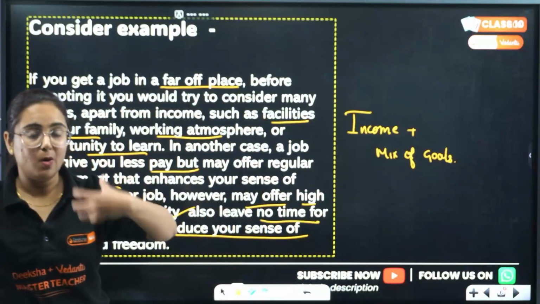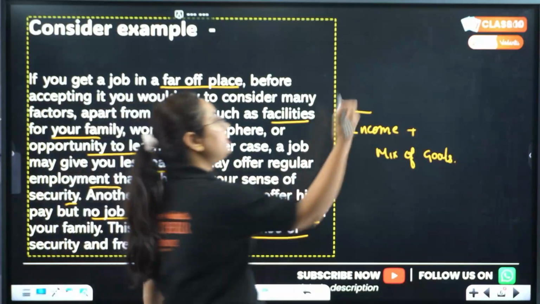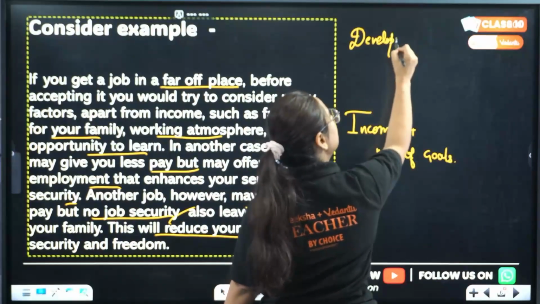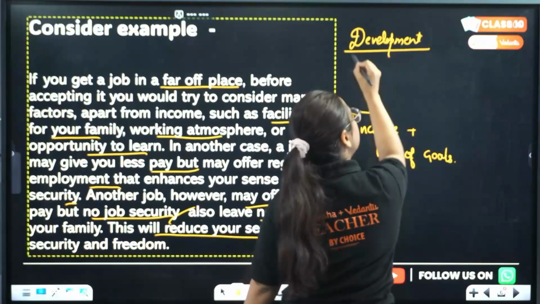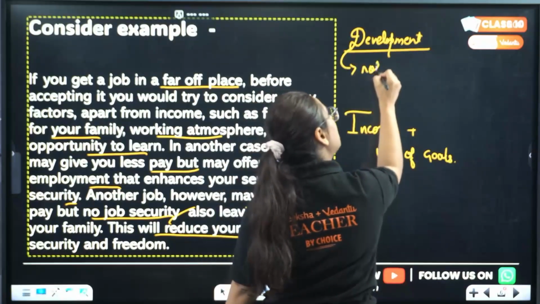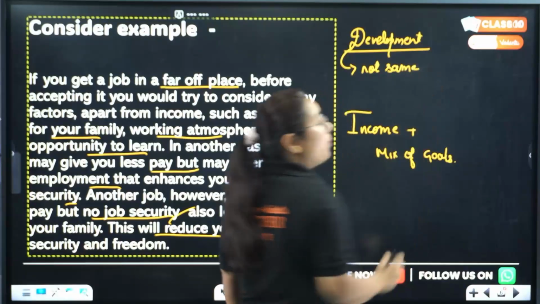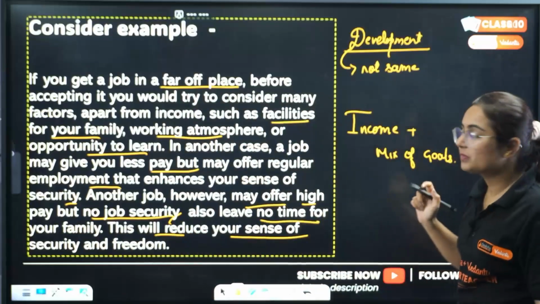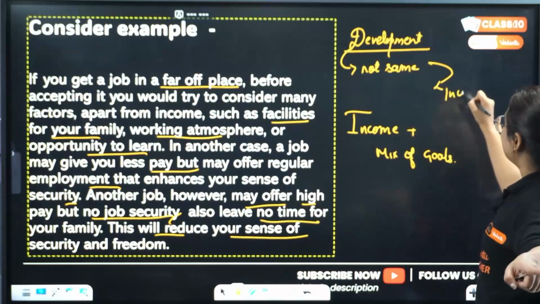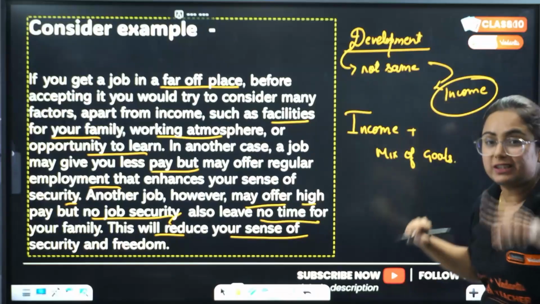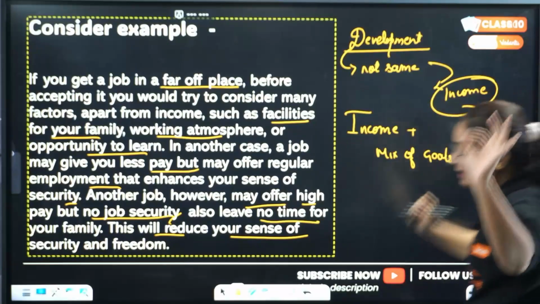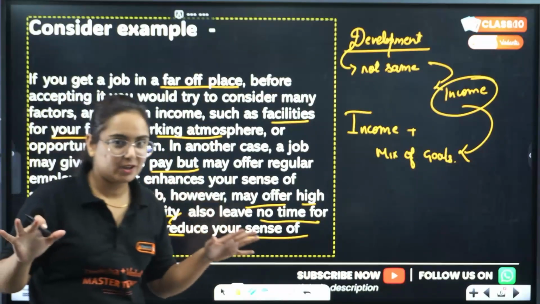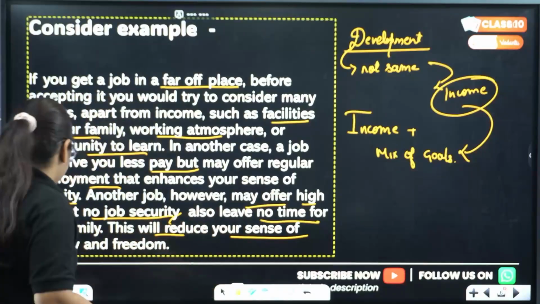I hope the story you are understanding nicely. The chapter starts with the definition of development, that growth equals development. Then we understood that development is not the same for everyone. What may be development for one may not be development for another. In this development, what we seek is income. Then we understood that it is not just income, rather there is a mix of goals. Understood the sequence nicely? Very good. Let's move further.